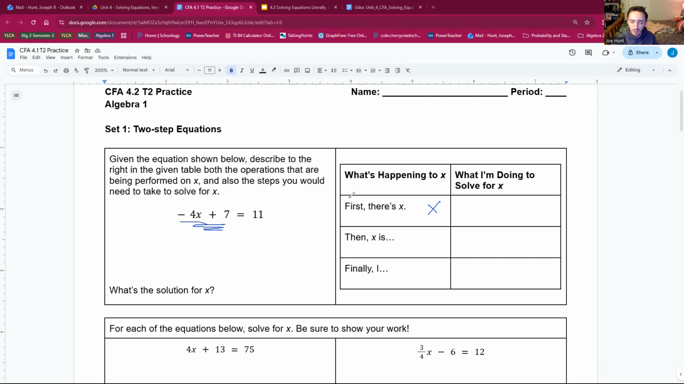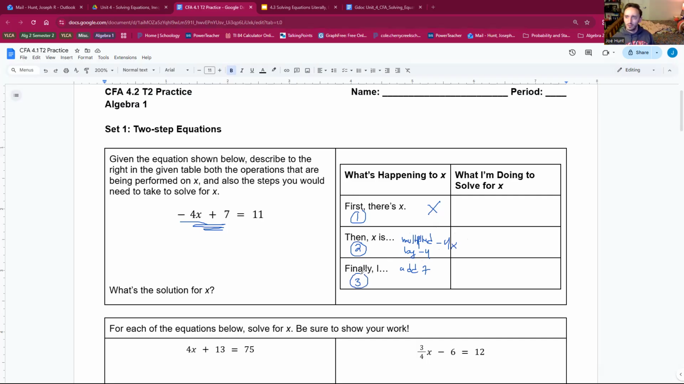First, there's X, and then X is multiplied by -4 to become -4x. Once I have -4x, finally, I add 7 to it to set up the equation. What I want you to notice here is that there's an order to this process, right? First there's x, and then I multiply by -4, and then I add 7 to create this mess.